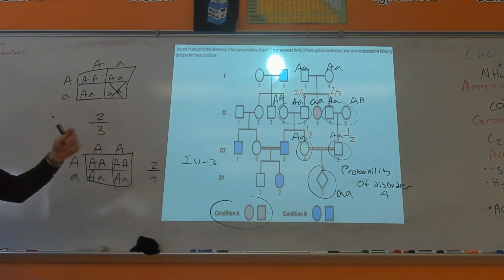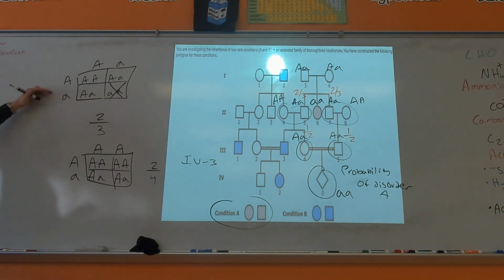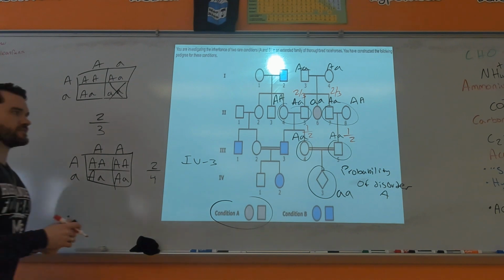Now we need one more Punnett square, but really we don't, because we already made this one. Using this Punnett square, what would be the probability they'd have an offspring that is little a, little a, assuming that they are big A, little a? That would be 1/4, okay?